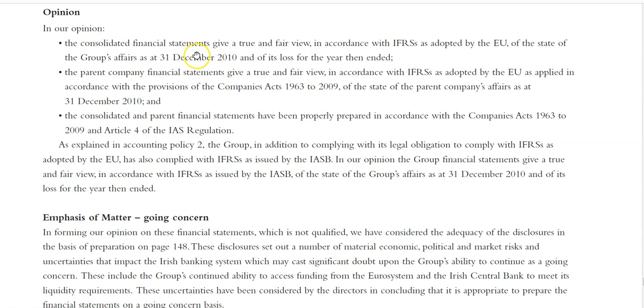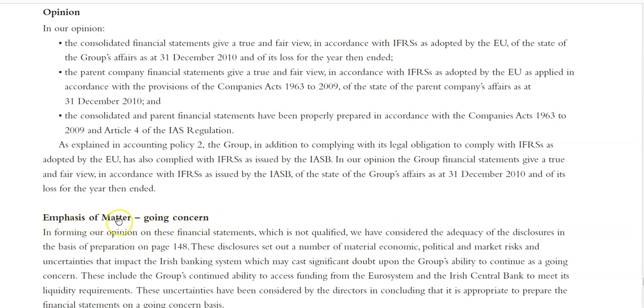So here is an example of the AIB, the Allied Irish Bank's audit report on the financial statements for the year ended December 2010. So the auditor says, in our opinion, the financial statements give a true and fair view for the year ended. So an unmodified audit opinion, also known as a clean audit report. So everything is okay with the accounts. The accounts are prepared in accordance with the accounting standards. However, down here they say emphasis of matter paragraph, going concern.